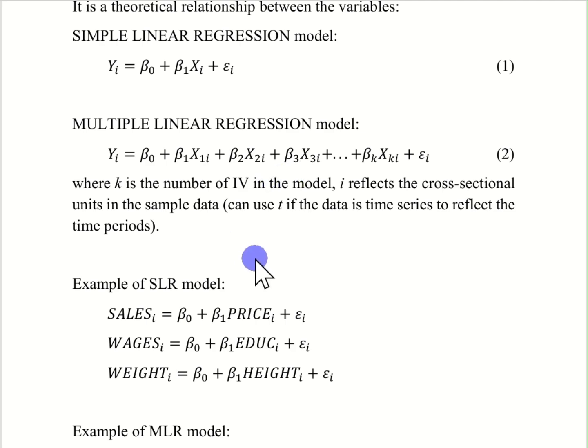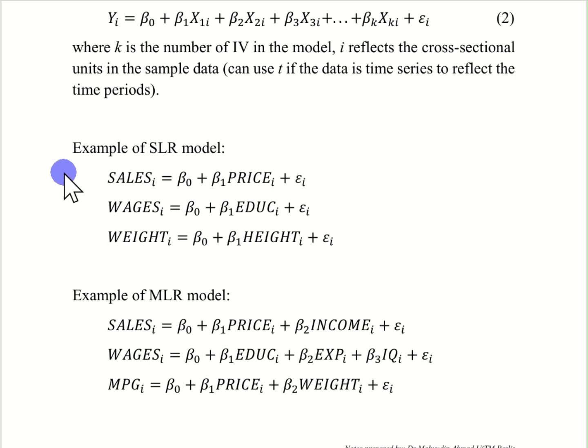Let's look at the examples of simple linear regression model. Sales as a function of price, wages as a function of education, and weight as a function of height. Here, in the second example, wages depend on education, or years of education. But of course, we know that other factors like experience or IQ are captured in the error term.